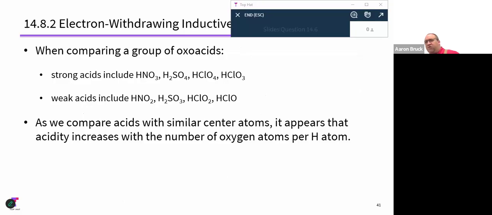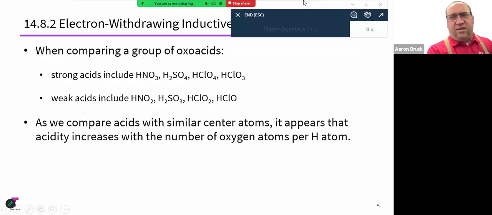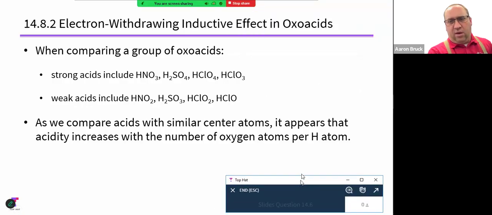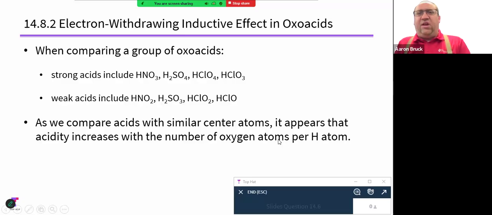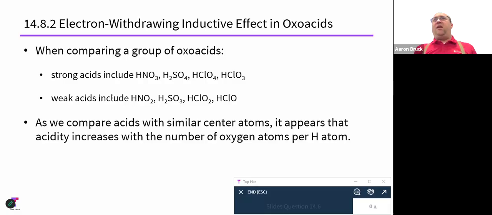But there's one other big trend that we want to look at, and this is called the inductive effect. And again, if you take organic chemistry, you'll hear this term mentioned again. Inductive effect is something that is used for describing how certain kinds of ions and molecules can be stabilized when they gain electrons or lose electrons or have hydrogens move around on them.